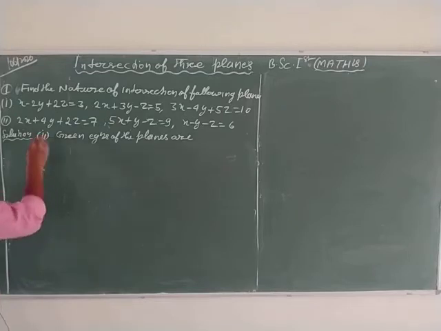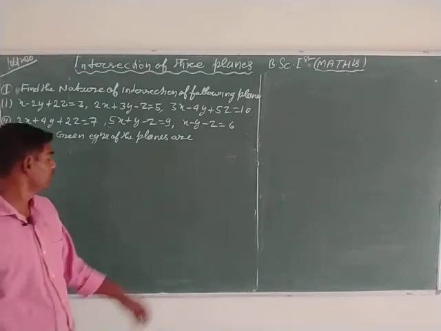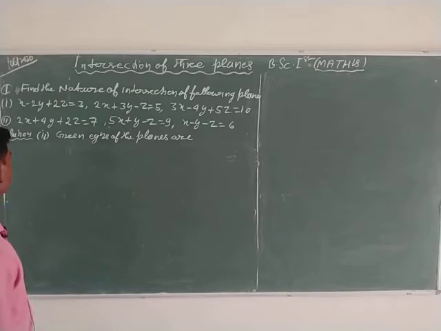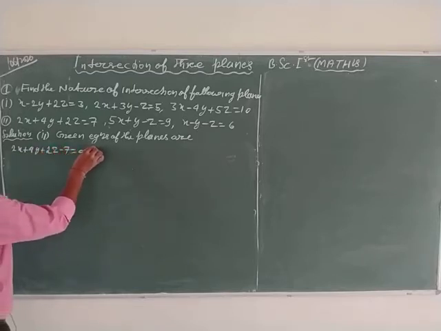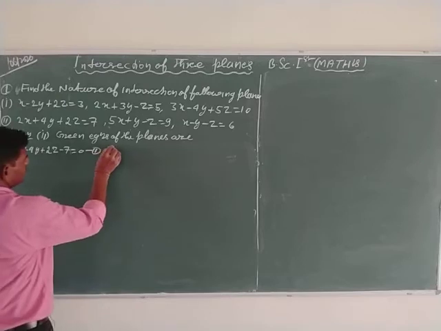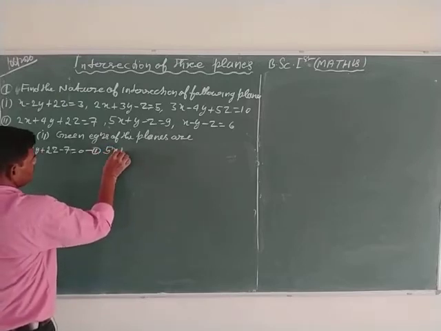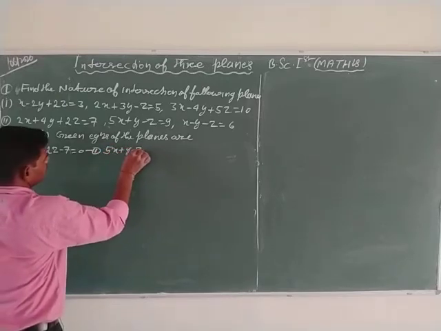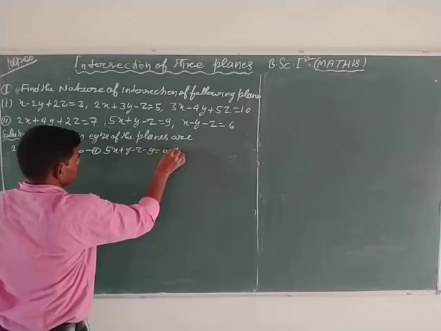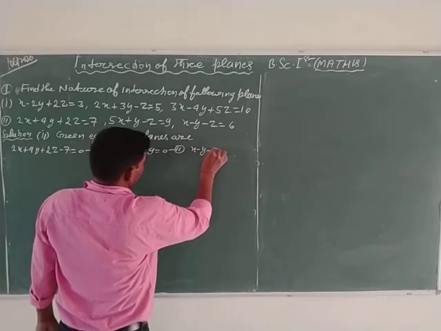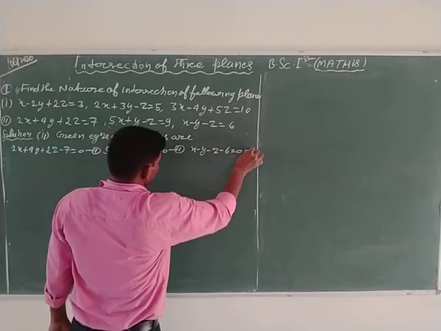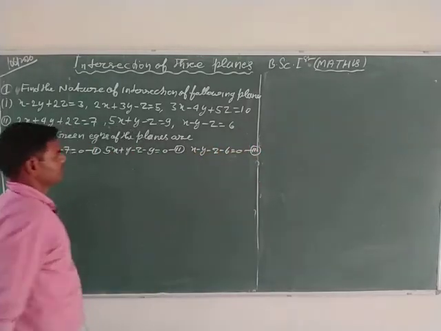In the given set of intersecting planes, the given plane equations are: 2x + 4y + 2z - 7 = 0 is the first equation; the second plane equation is 5x + y - z - 9 = 0; and the third plane equation is x - y - z - 6 = 0.